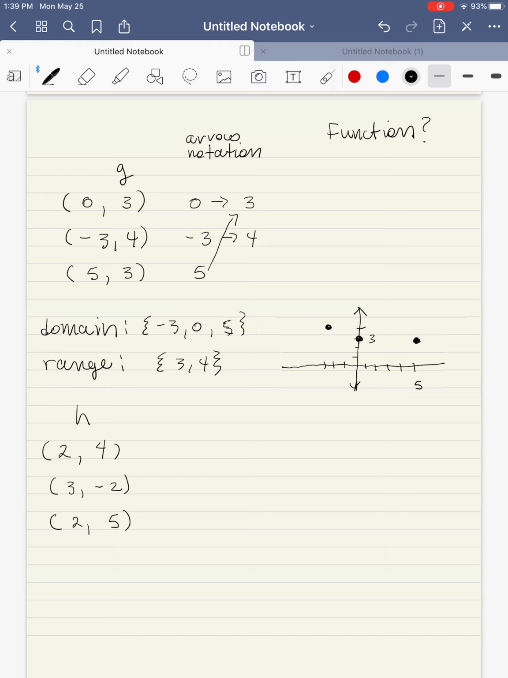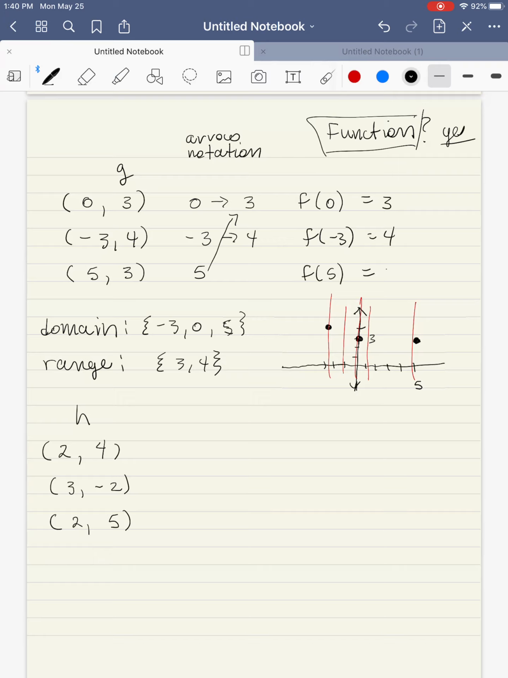And if I try to determine whether this is a function or not, I can use the vertical line test, or I can think, do I have a repeat of my x's? And I see that I have 0, -3, 5. I never repeat my x. In my vertical line test, I never cross the graph anywhere more than once. So this one is a function. So that means I can write my function notation. f of 0 equals 3, f of -3 equals 4, and f of 5 equals 3.